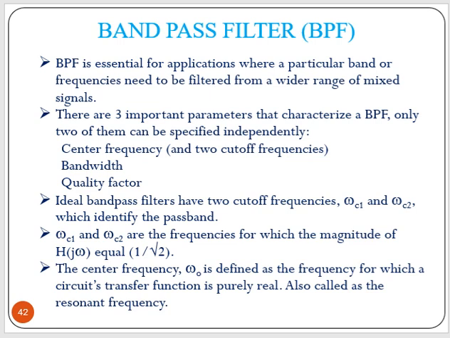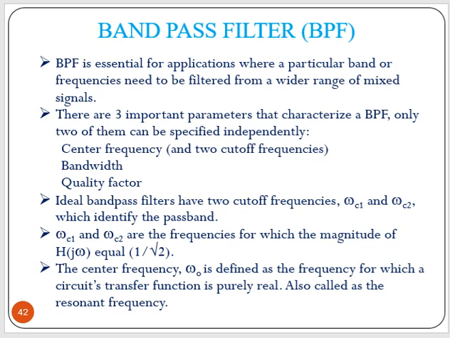The bandpass filter is essential for applications where a particular band of frequencies needs to be filtered out from a wide range of mixed signals. There are three important parameters in a bandpass filter: center frequency and two cutoff frequencies, bandwidth, and quality factor. These we have already seen in the case of the resonance circuit. A resonance circuit also acts as a bandpass filter, or bandstop filter.